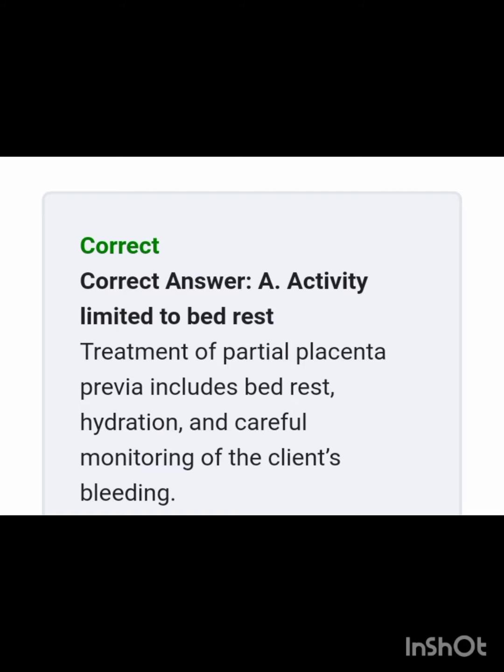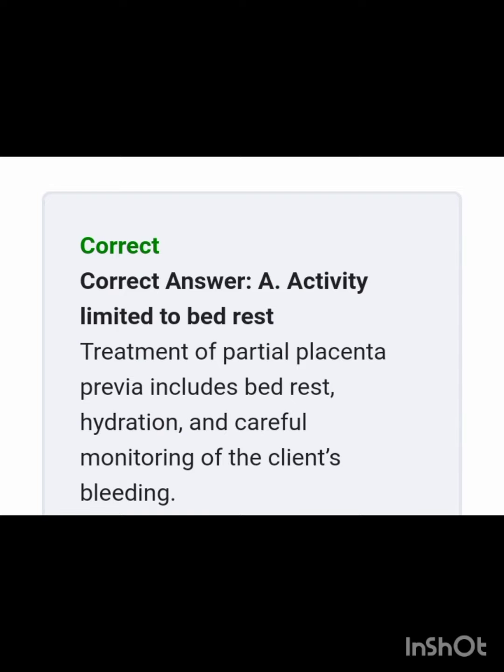By that we can reduce the chances of separation of the placenta, also called abruption of the placenta. By that we can preserve the baby's life till 36 weeks, and after 36 weeks we can plan for either cesarean section or normal delivery. It depends upon the location of the placenta previa. So far it is a partial placenta previa, so mostly they will go for the LSCS. So here treatment of the partial placenta previa includes bed rest, hydration, and careful monitoring of the client's bleeding.